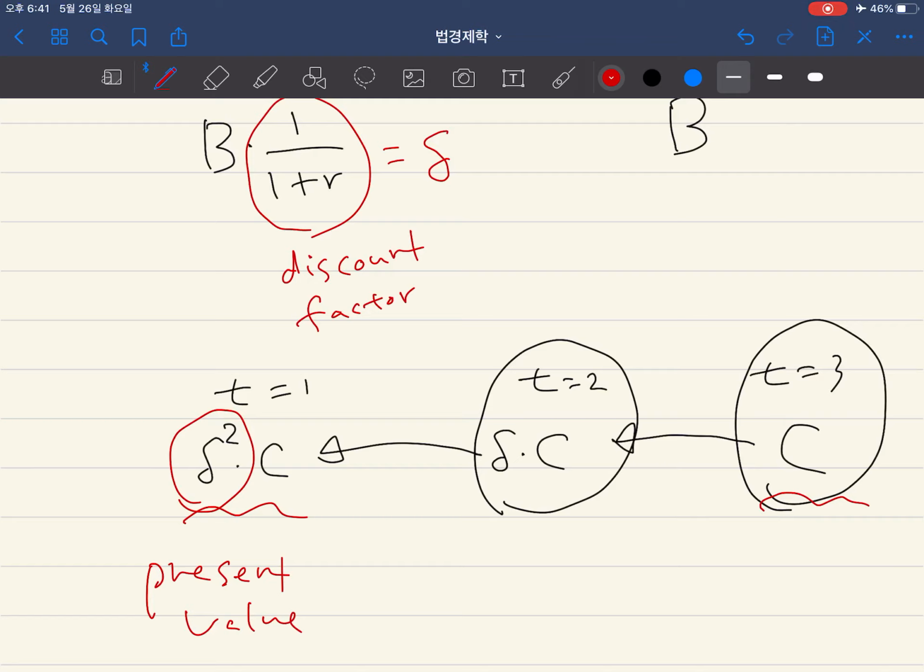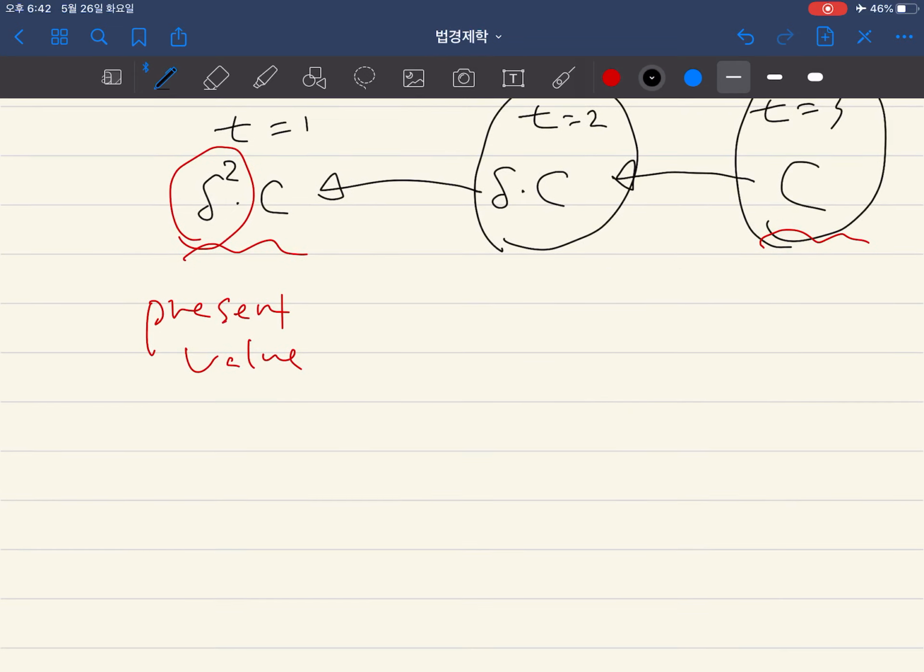And calculating present value is really important because we want to compare money in different time periods. So for example, suppose time period 1, time period 2. So time period 1 is today, time period 2 is tomorrow. Let's say you want to compare two things. Let's say $99 today and $100 tomorrow.